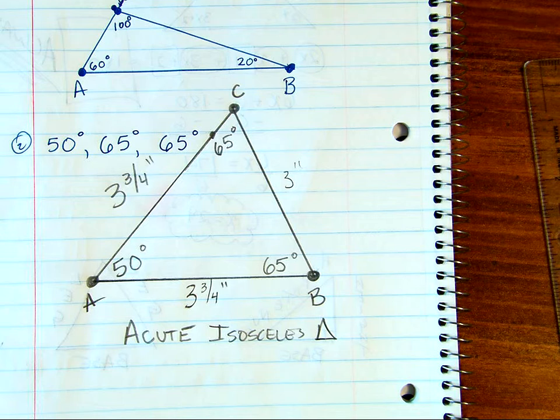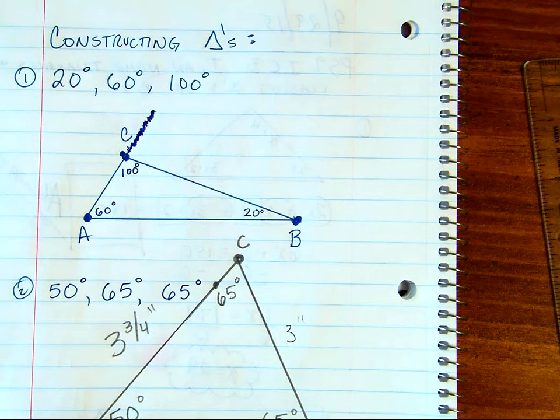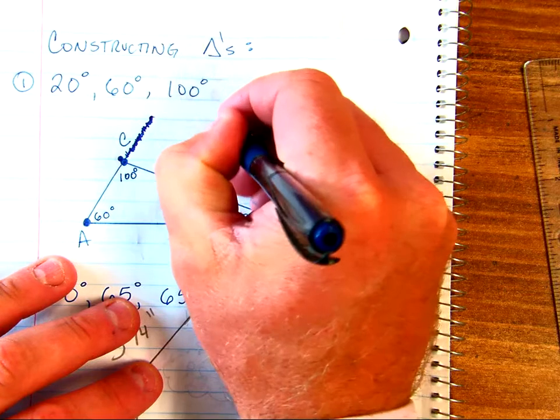Let's bump back up to number 1. What would you guys classify that triangle as? Acute, obtuse, or right? Nicole? It's definitely obtuse because of the 180 degrees.